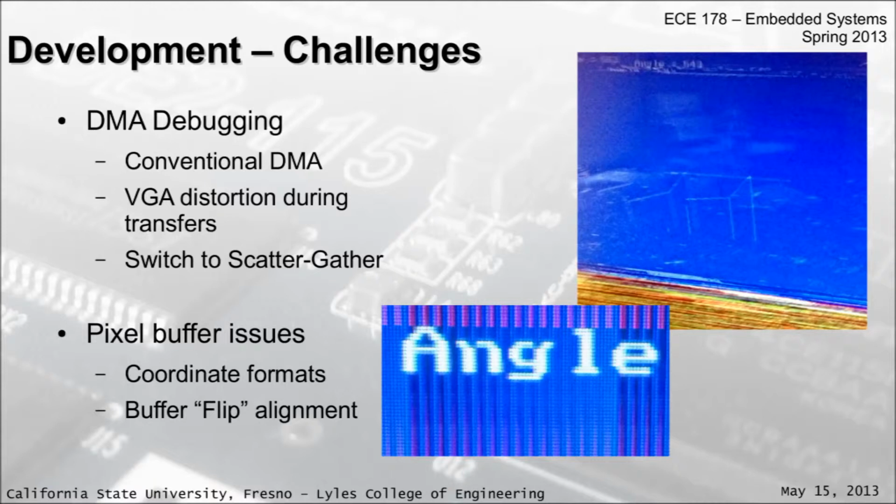Then we also had issues with the pixel buffer, mainly in coordinate formats. And there's an unresolved bug where the buffer seems to flip prematurely, despite the code telling it not to. Despite extensive debugging, I wasn't able to find the source of this glitch. You can actually see a little bit of it in the demonstration later in the video.